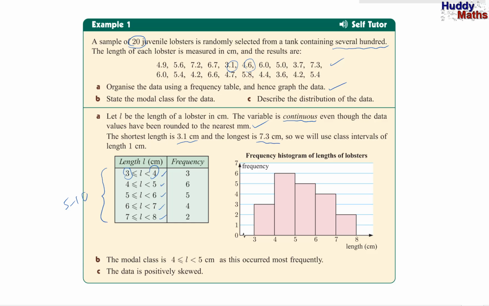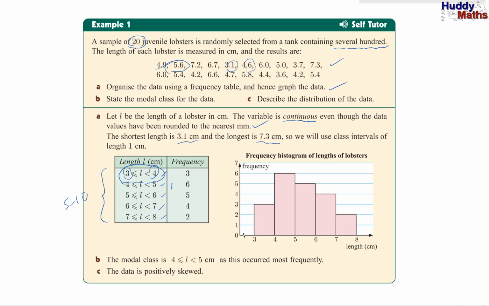Then you've got to count up all of those between 3 and 4. Now, they haven't shown you how to do this, but I'll give you an indication here. You don't go up and count each group separately. You read the first one, cross it off. 4.9, that's in that group, so you put a mark there.